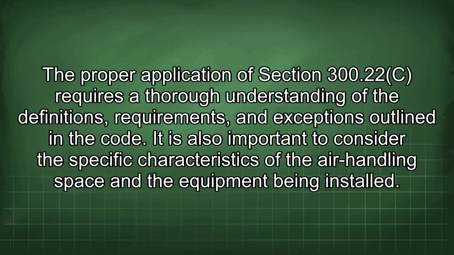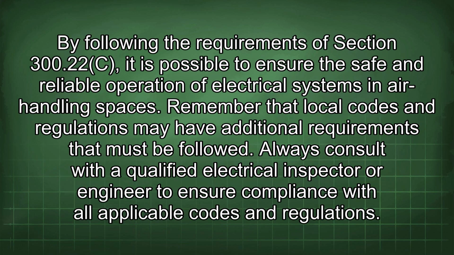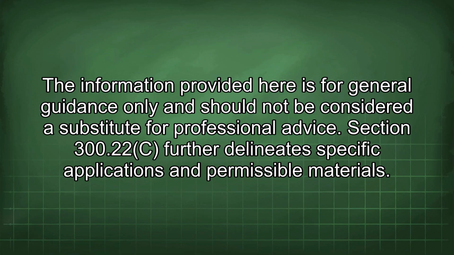It is also important to consider the specific characteristics of the air handling space and the equipment being installed. By following the requirements of Section 300.22c, it is possible to ensure the safe and reliable operation of electrical systems in air handling spaces. Remember that local codes and regulations may have additional requirements that must be followed. Always consult with a qualified electrical inspector or engineer to ensure compliance with all applicable codes and regulations. The information provided here is for general guidance only and should not be considered a substitute for professional advice.